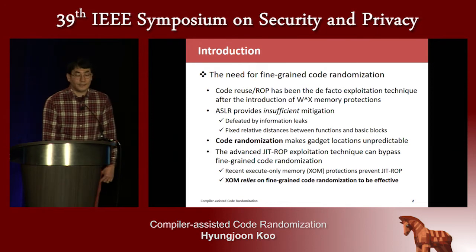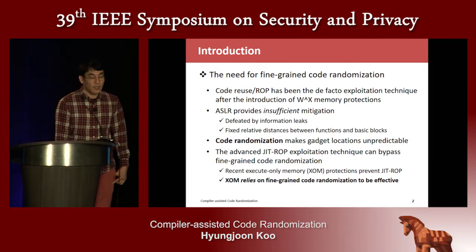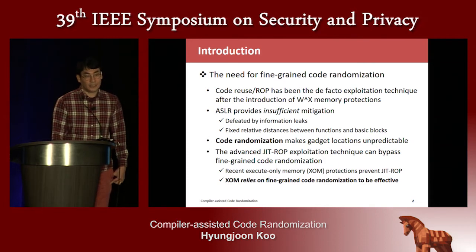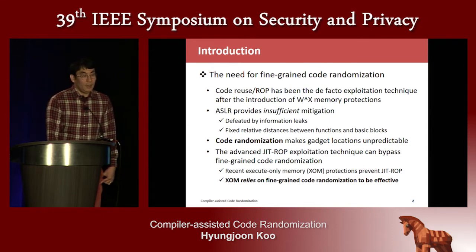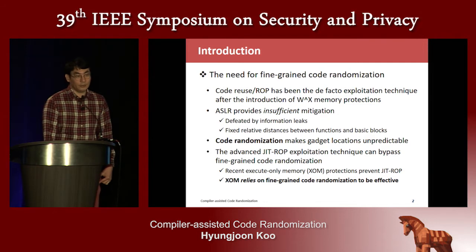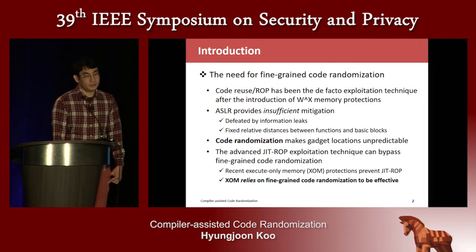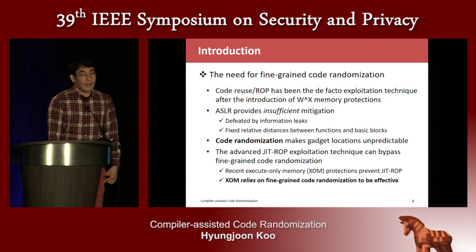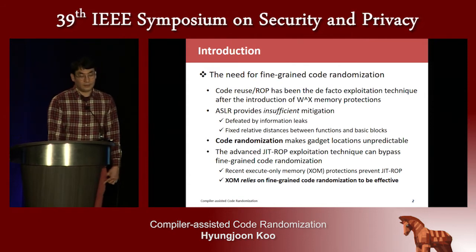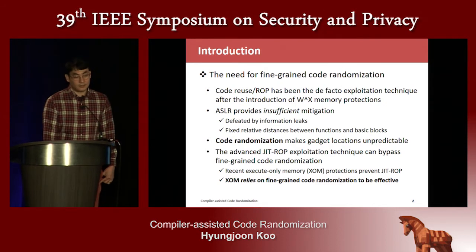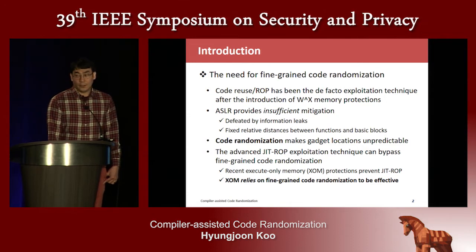Let me start with the need for fine-grained code randomization. With the introduction of memory protection policy that does not allow both writable and executable permission in memory, attack paradigm has shifted from code injection to code reuse or return-oriented programming. Address space layout randomization has been introduced and deployed by modern operating systems, but it does not provide sufficient mitigation. It is defeated by information leaks. It's because relative distances between functions and basic blocks are maintained. That's why we need fine-grained code randomization.